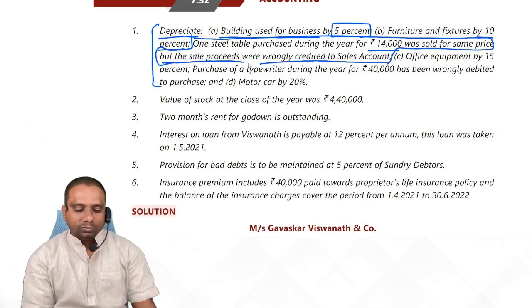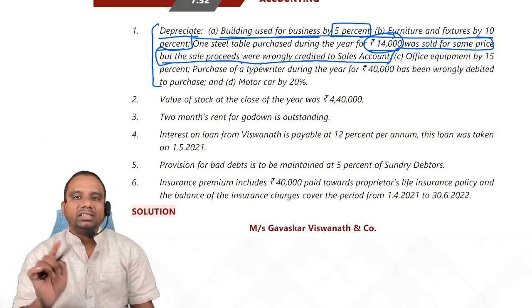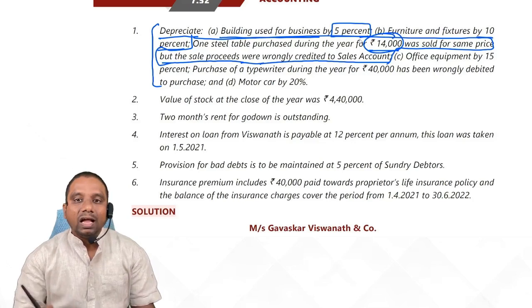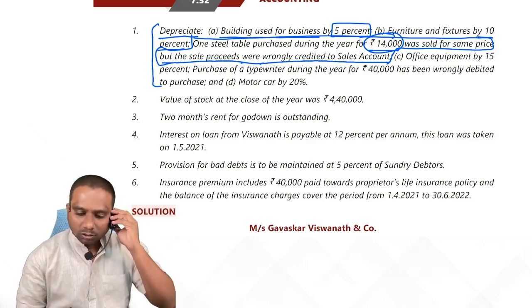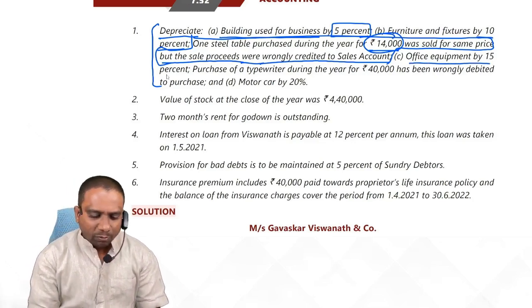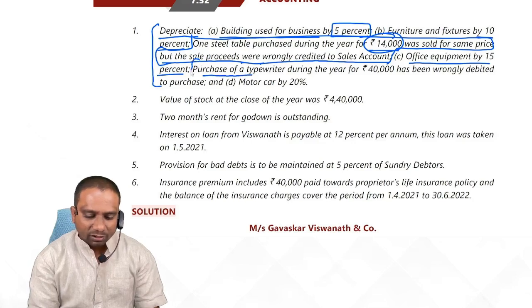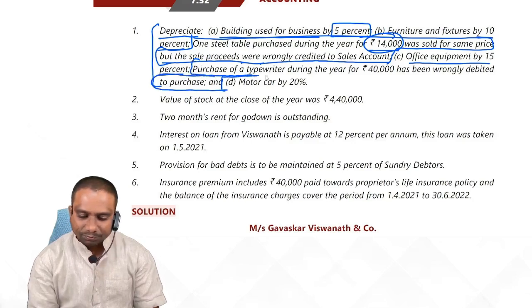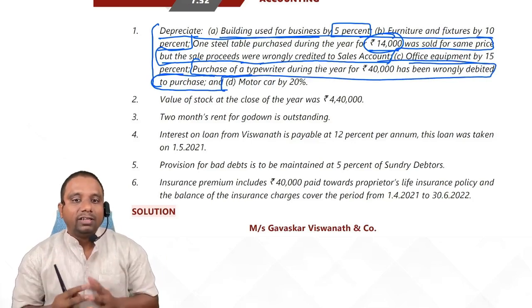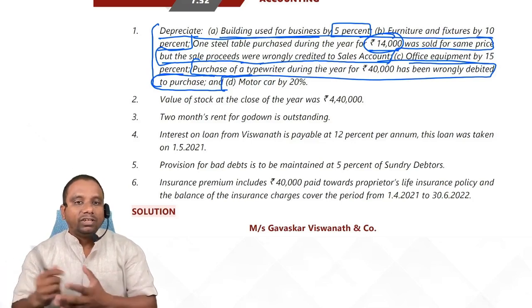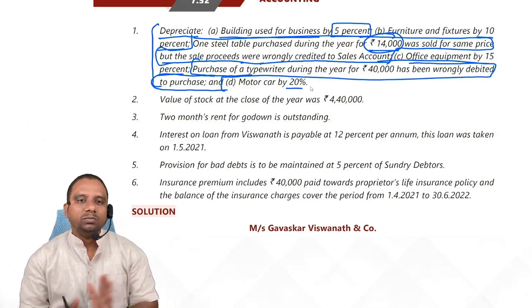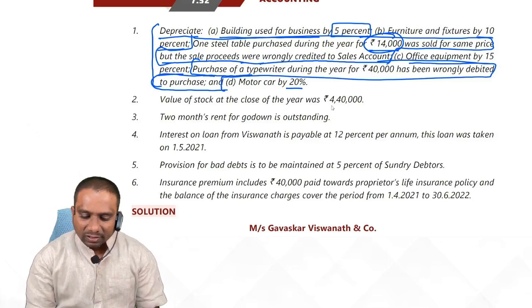Now what we have to do? 14,000 worth of asset we sold, but it is credited to sales account. Now we have to adjust from sales. So deduct 14,000 from sales, add this 14,000 to what? Furniture sold anyway, so ignore. Next, office equipment by 15%. Purchase of typewriter. This is also an error. So these errors, that means in the final accounts chapter, they may mix rectification of errors also. Okay. Now motor car by 20%. This first adjustment is important. Remaining everything simple, students. This is closing stock.